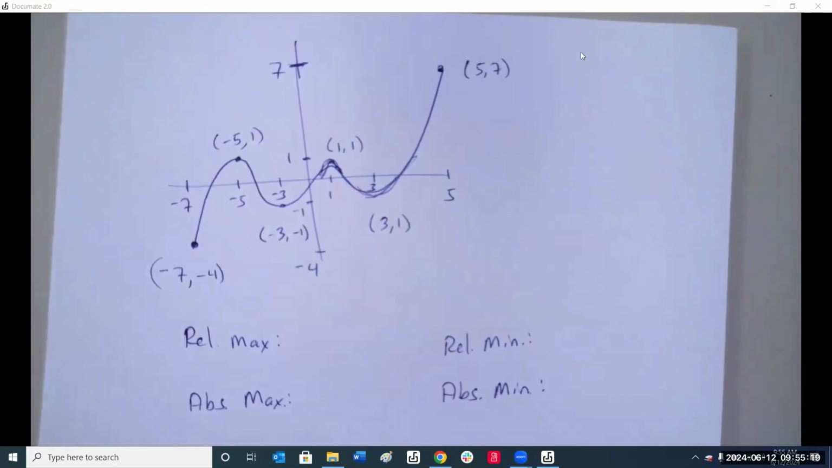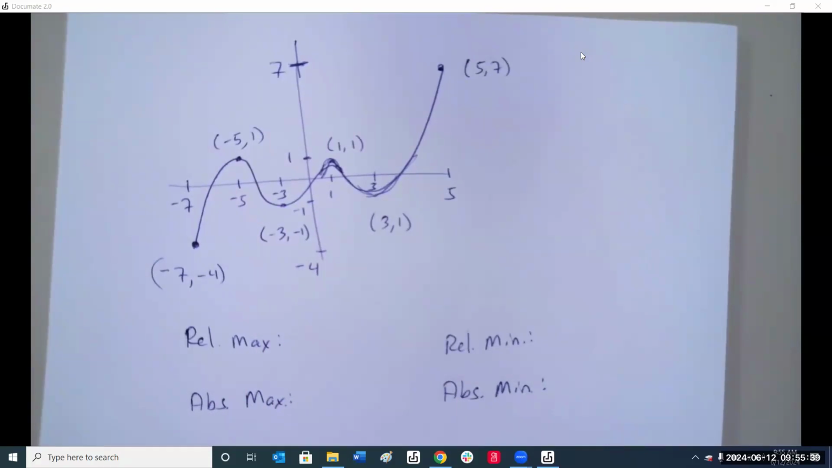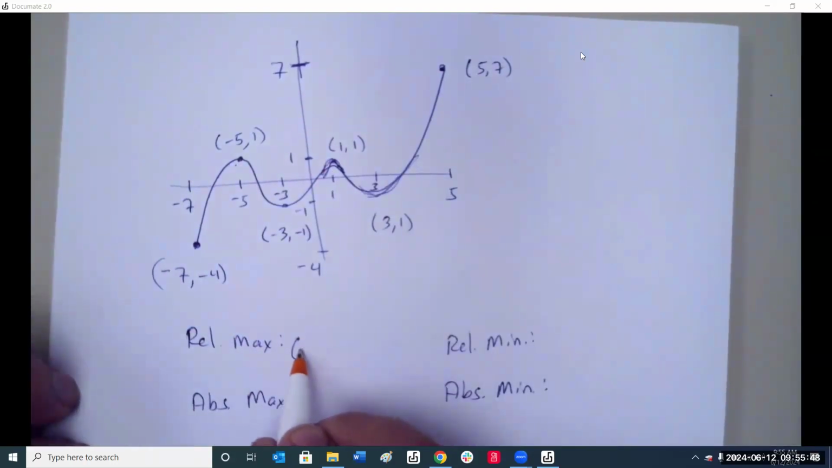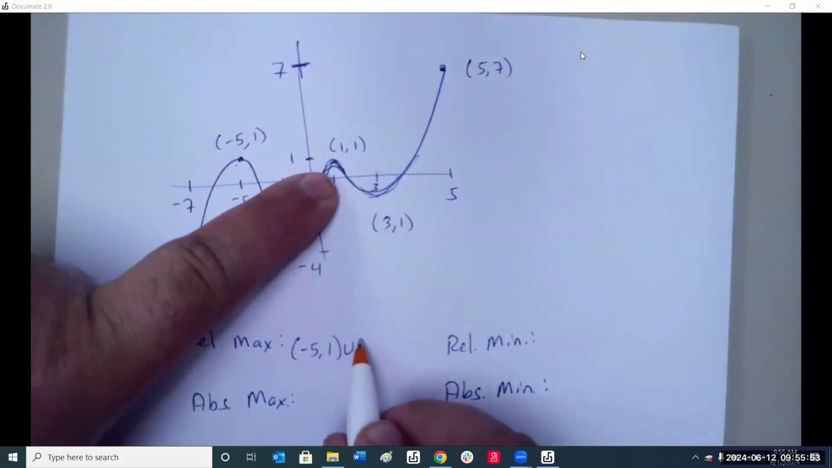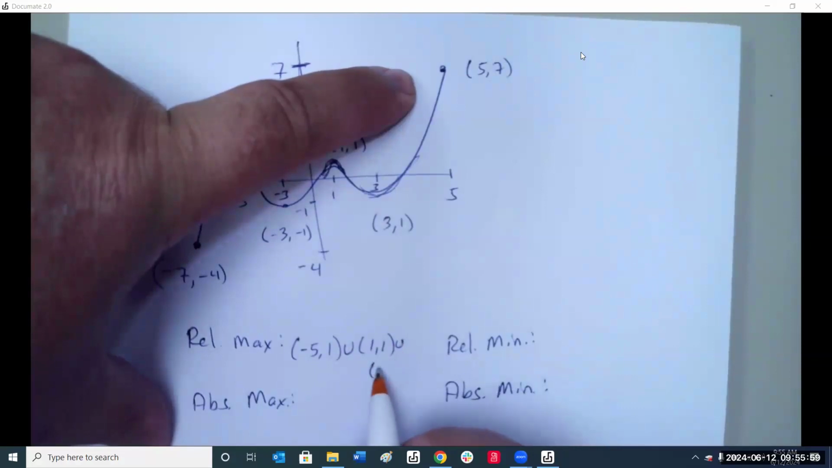So let's see if we have these values. Do we have a relative maxima? No. We do. Relative, remember, is only just a small area, a small domain of that graph. So are there any high points? We have a point at -5, 1. That's a relative maximum. We have one at 1, 1. That's a relative maximum. And we have one at 5, 7.